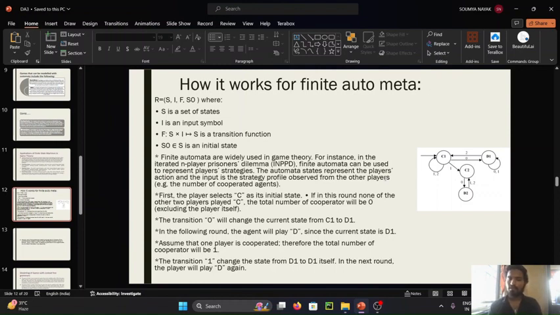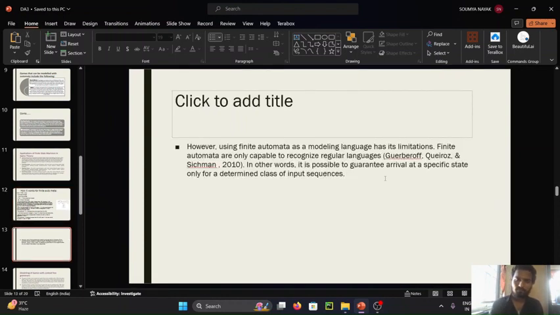In the following round, the agent will play D since the current state is D1. Now assume that one player is a cooperator, therefore the total number of cooperators will be 1. The transition 1 changes the state from D1 to D1 itself. In the next round, the player will play D again.